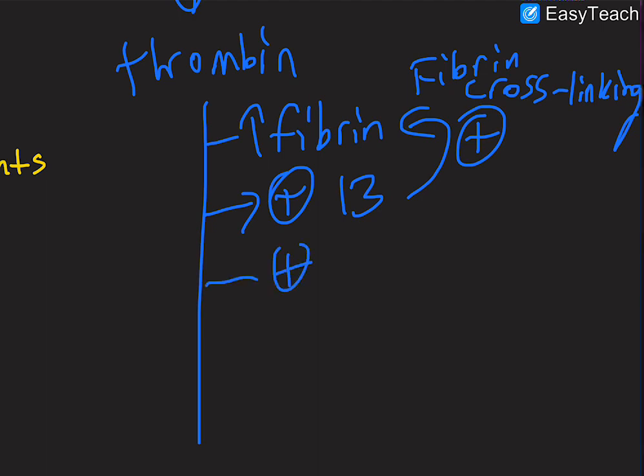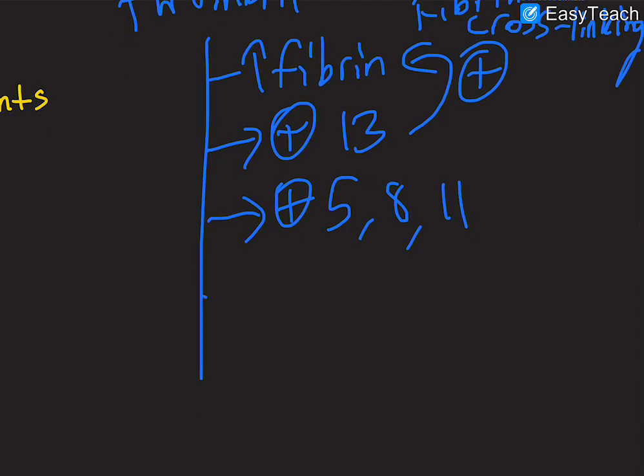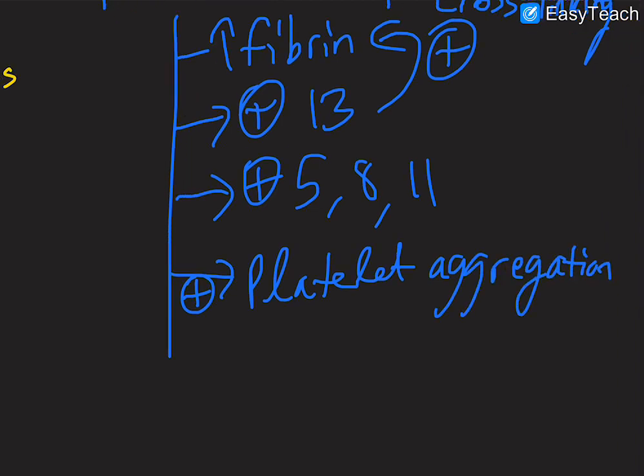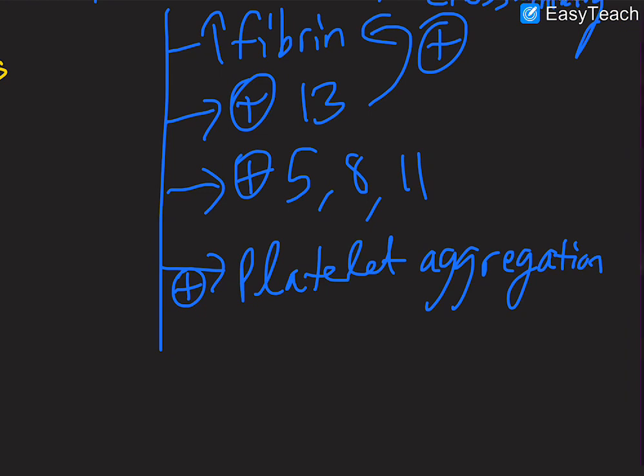Thrombin can also activate factors 5 and 8, and even activate factor 11. That's basically a positive feedback, making the coagulation cascade occur more, leading to more clotting. And remember that thrombin can stimulate platelet aggregation. So more platelets come to the area and stick to each other, make the clot bigger, and this results in stopping blood loss.